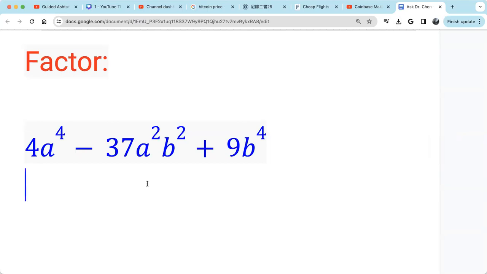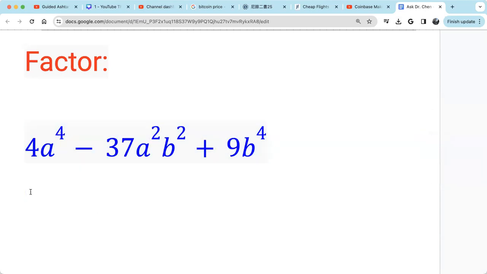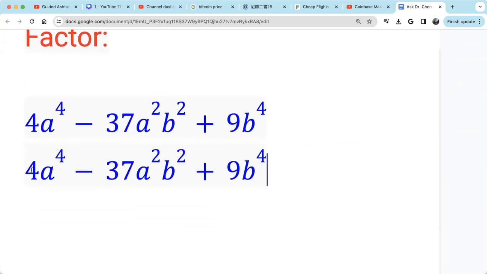By the way, I claim this can be factored. Let me simplify it to an easier version to explain. First I look at the coefficients. This is 4, the middle term is negative 37, and the last term has a coefficient of 9. So how do I use the factors of 4 and 9 to come up with negative 37? It seems quite obvious, right?